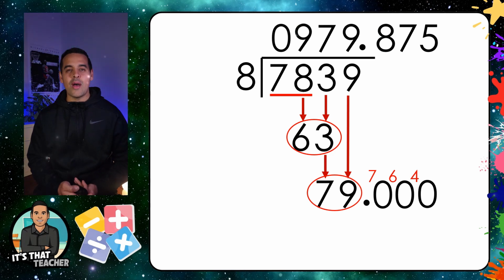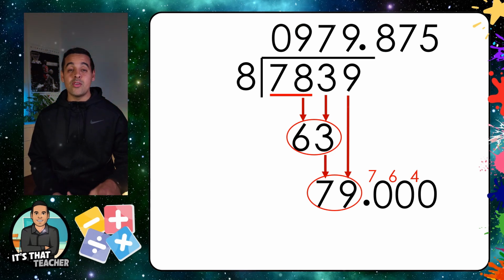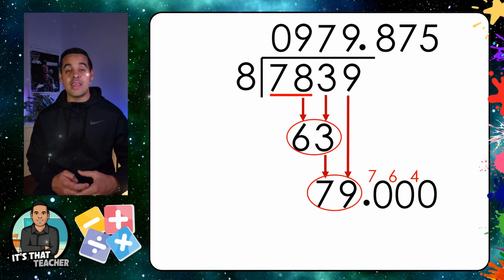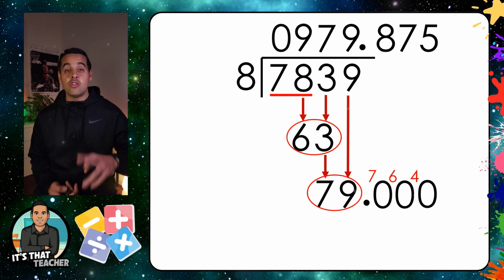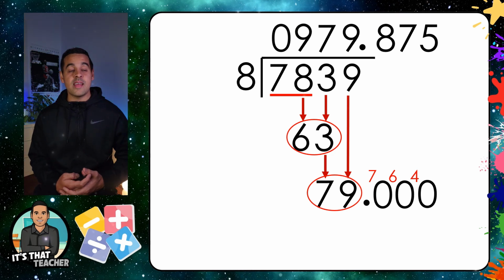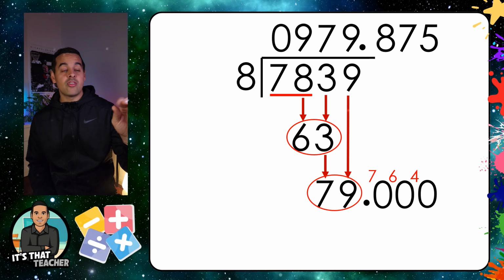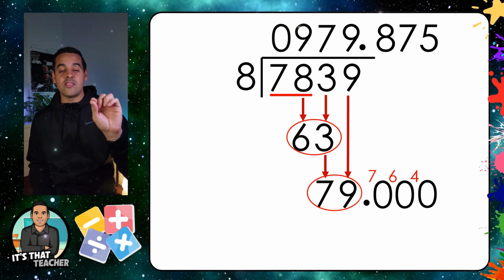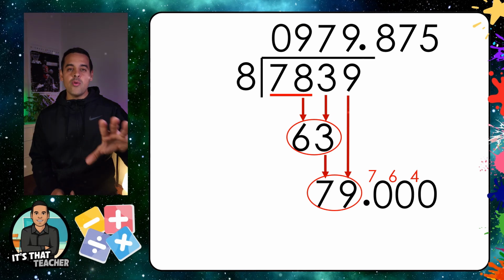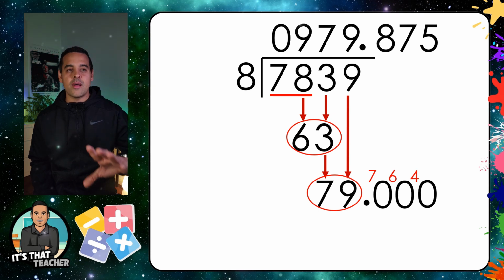So hopefully this video has helped you understand long division. In our next episode, we're going to get into division with 2 digits. So for example, 7,839 divided by 18. So if you have this foundational knowledge, you're going to be fine for our next episode.